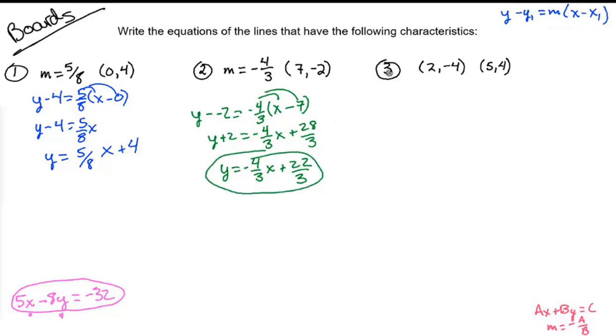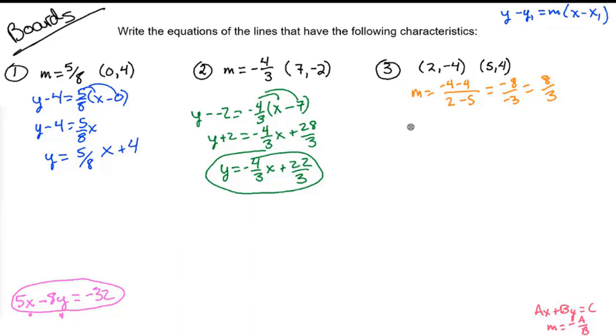And number 3. 2, -4, and 5, 4. It goes through those 2 points, but we don't have a slope. Wait a second, I know how to get the slope. That's right, you get the slope by -4 minus 4, y minus y, over x minus x, 2 minus 5. So we get -8 over -3. The slope is positive 8/3.